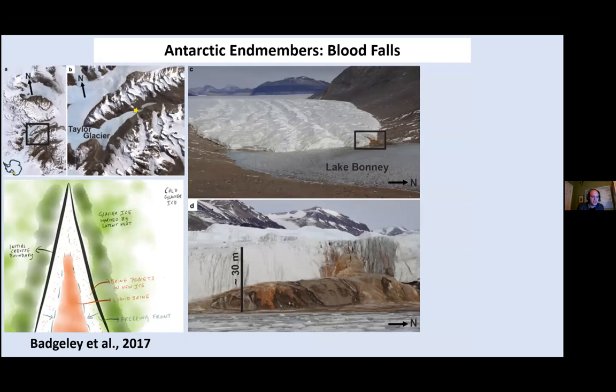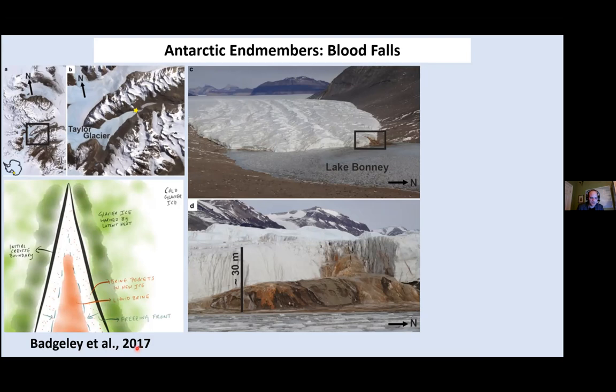So this is a figure I lifted from Badgley et al. 2017, which was a radiology study where they looked at subglacial conduits, taking some radar sections all through this part of Taylor Glacier. And Badgley drew this wonderful watercolor here, which is a sketch of how the freezing front moves and the brine circulates under Taylor Glacier, which, if you have the skill to do so, making a watercolor conceptual sketch is a brilliant addition to a paper.